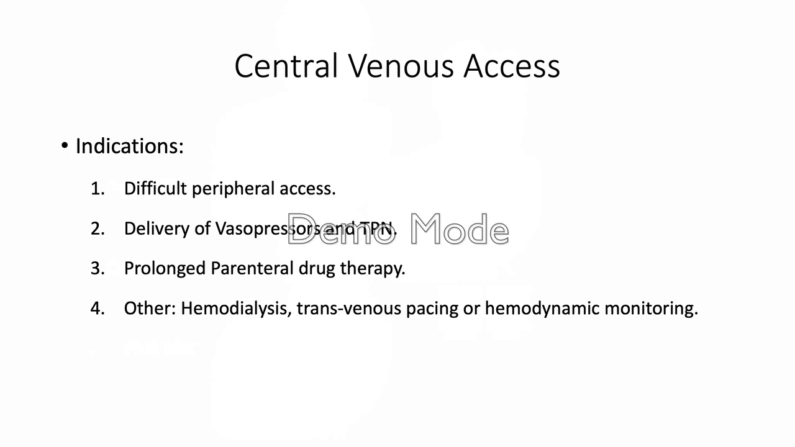Okay, the indications of the central line in ICU. When you have a difficult peripheral access, or when you need to deliver vasopressors or TPN, or if you need to deliver prolonged parenteral drug therapy. Other indications include hemodialysis, transvenous pacing, and hemodynamic monitoring.